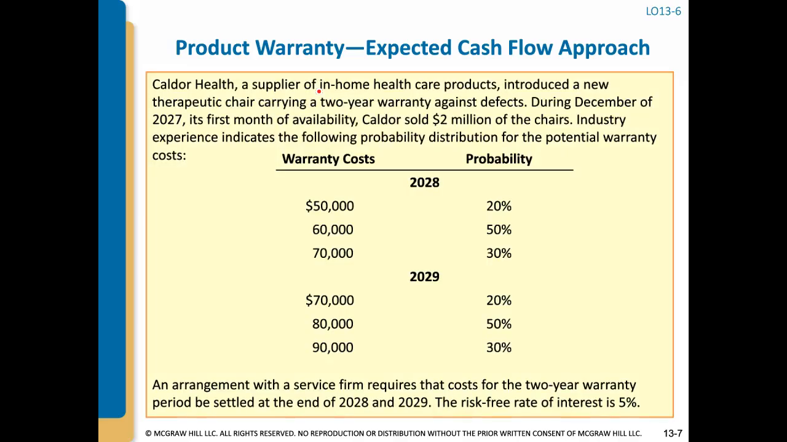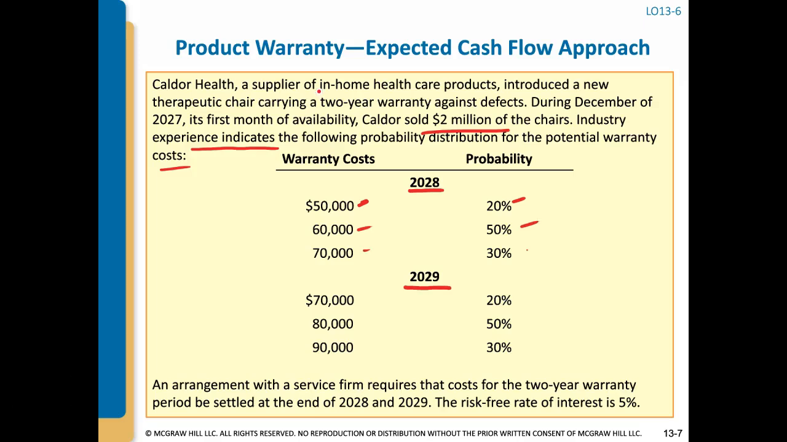Caldor Health, a supplier of in-home healthcare products, introduced a new therapeutic chair carrying a 2-year warranty against defects. It's the same example. During December 2027, Caldor sold $2 million of the chairs. Industry experience indicates the following probability distribution for the potential warranty costs. They think that in 2028, there's a 20% chance of having to pay $50,000 worth of warranty costs, a 50% chance of $60,000, and so on and so forth.